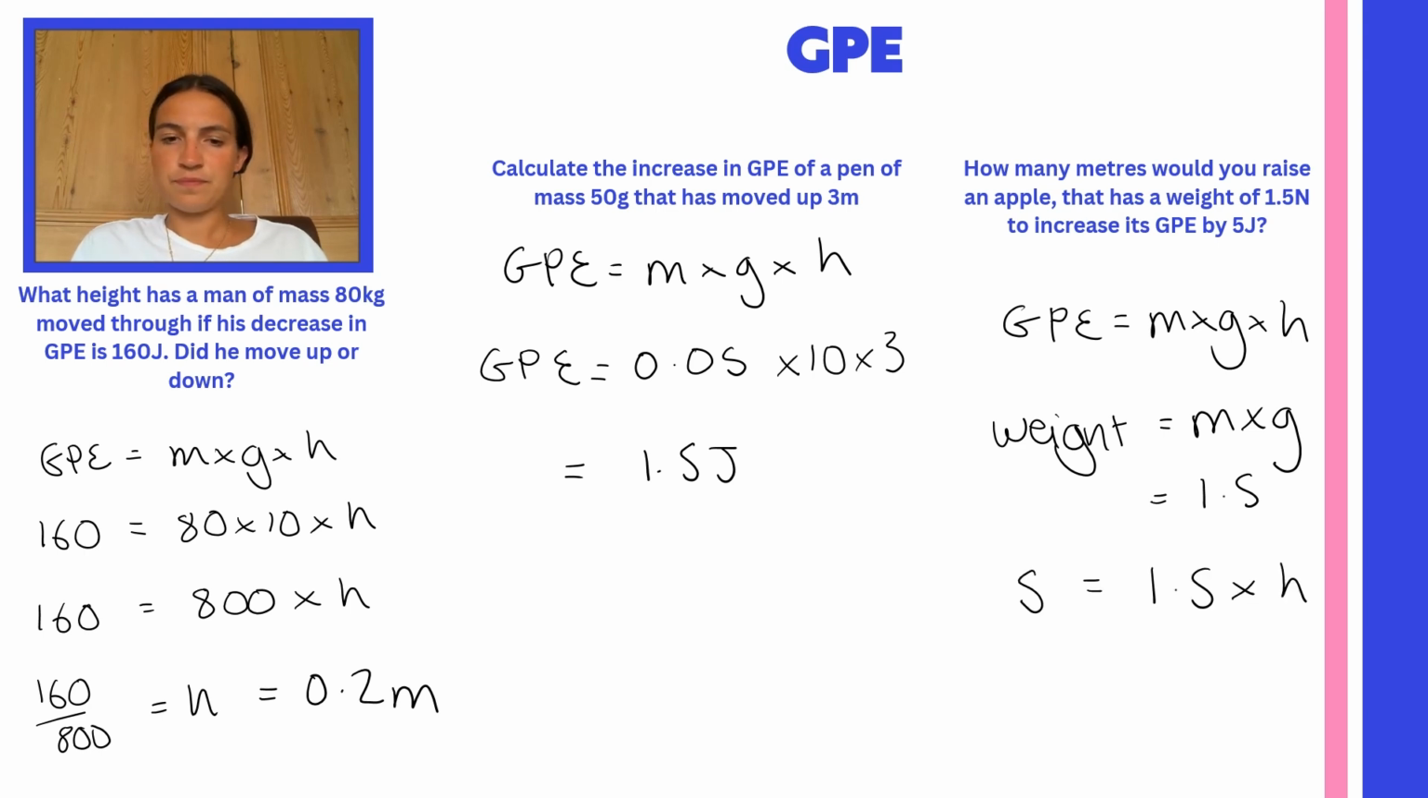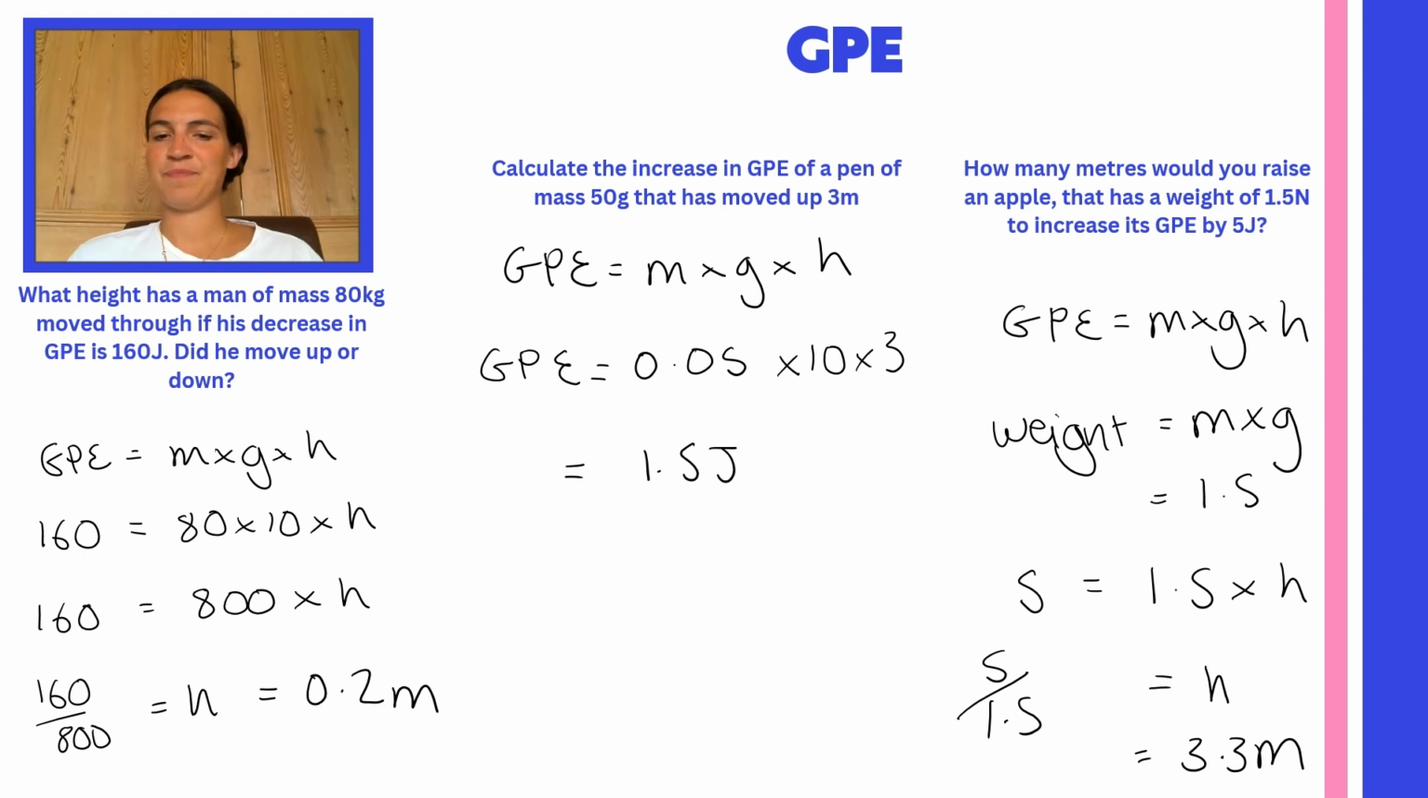Okay, so then I can plug that into my equation, because actually I have my GPE, which I put 5 on my left hand side, equals the weight, or m times g. So that's that part of my GPE equation, multiplied by height. Okay, and then dividing through by that weight, 5 divided by 1.5 is h, which is 3.3 meters.